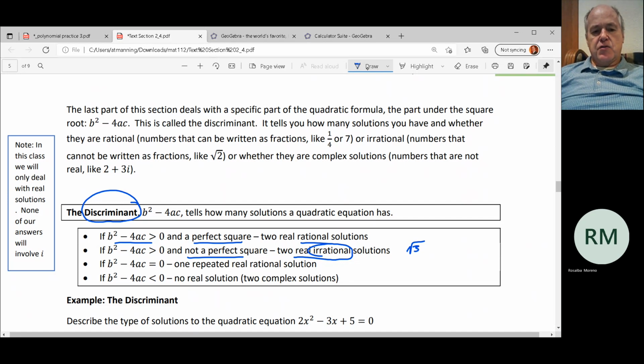If b squared minus 4ac is actually equal to 0, then you've got x is equal to negative b plus or minus the square root of 0, all over 2a. Well, plus or minus the square root of 0 is 0, so you have one solution, negative b over 2a, when what's inside the square root turns out to be 0.